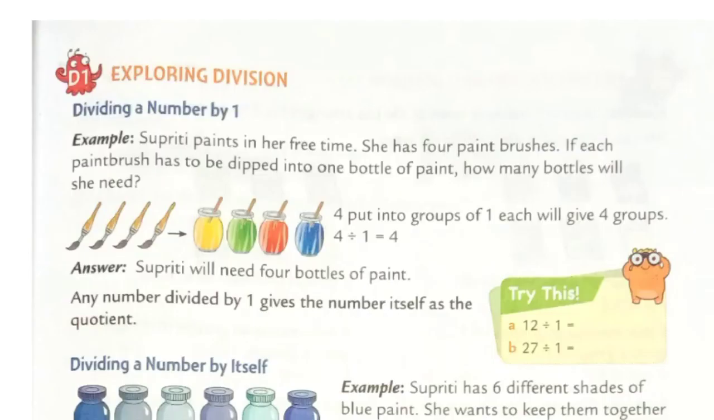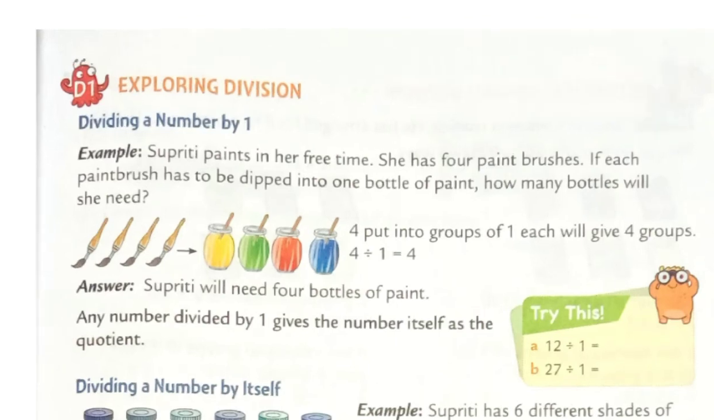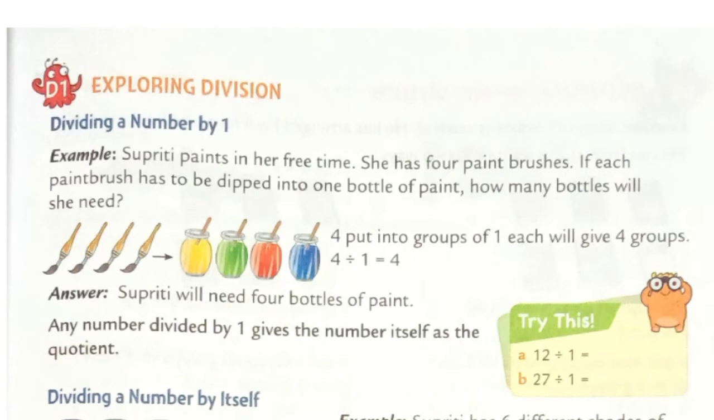So scholars, here on page number 99, it is given exploring division. Here we are going to learn some of the properties of division. So our first property is dividing a number by 1. What happens when we divide a number by 1?